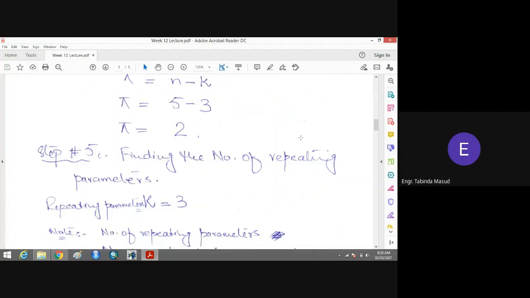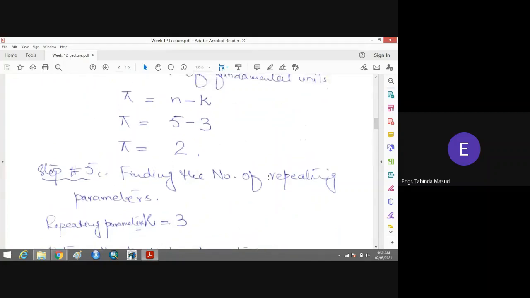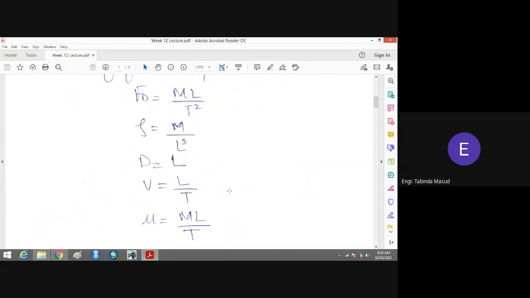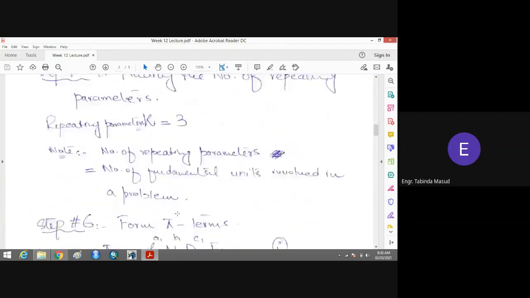And then how will you find the number of repeating parameters? What are the repeating parameters? I'm going to tell you in the next step. For now, just see how we can find the number of repeating parameters. Remember that the number of repeating parameters is equal to the number of fundamental dimensions in your particular problem. Here you have 3 fundamental units, M, L, and T. So the repeating parameters will be equal to 3.